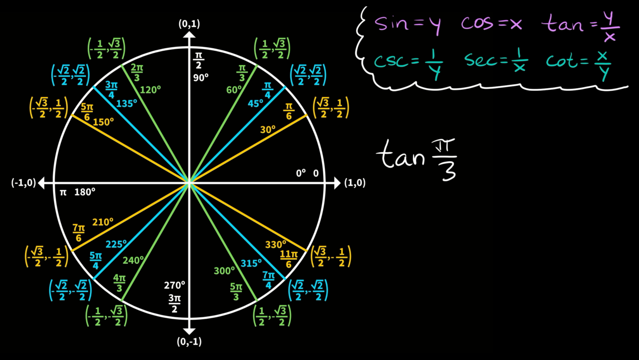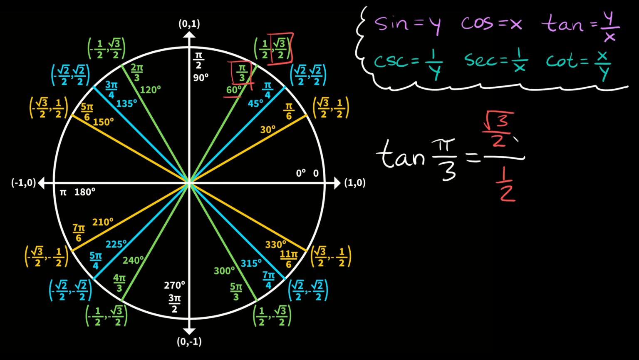So this time we want to find the tangent of pi over 3. So pi over 3 is, again, right here, 60 degrees. And this time, in order to find the tangent of an angle, you set it equal to the y-coordinate over the x-coordinate. Okay, so we're going to set this equal to the y-coordinate, which in this case is positive root 3 over 2. And then we're going to divide that by the x-coordinate, so the x-coordinate is positive 1/2.